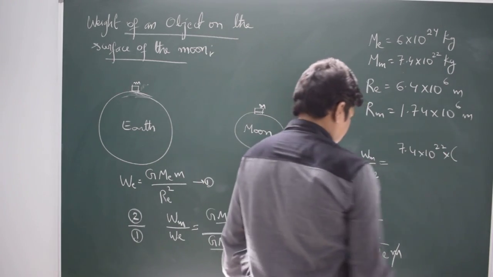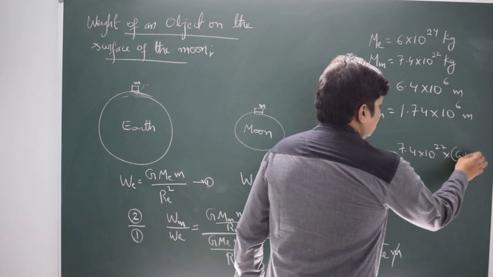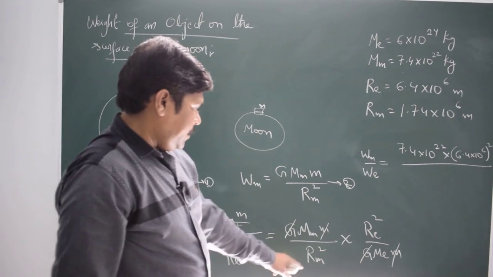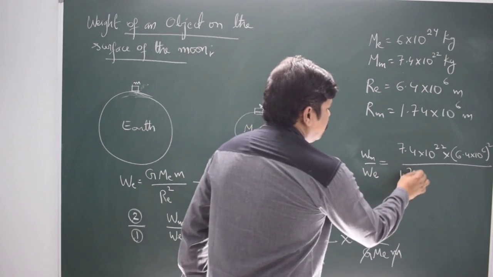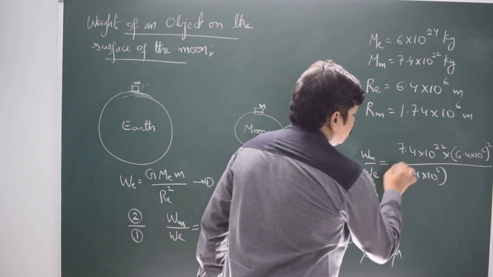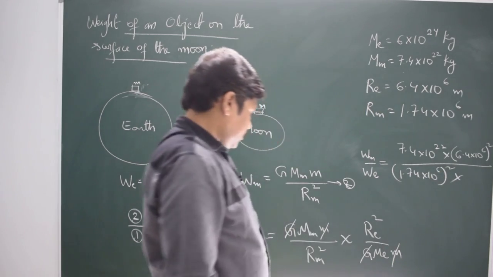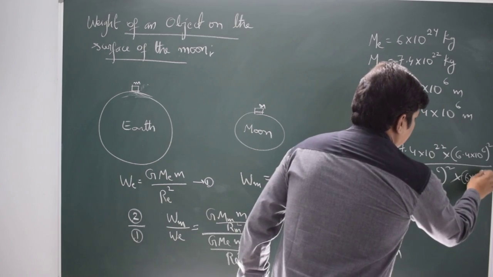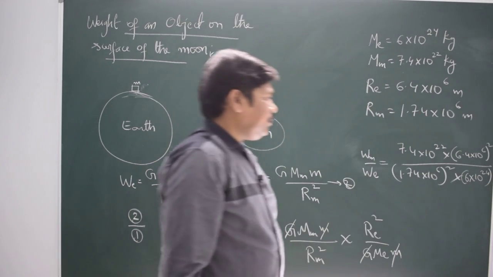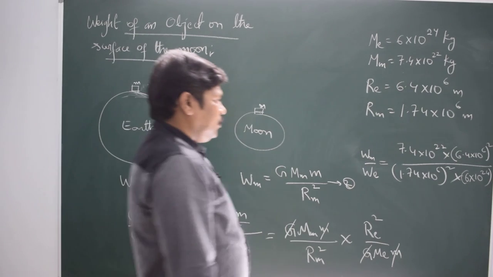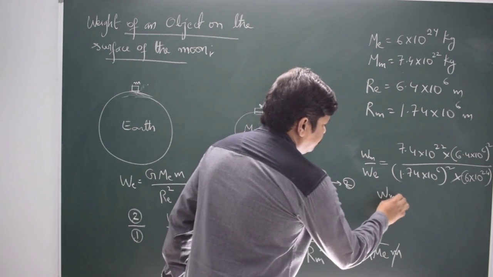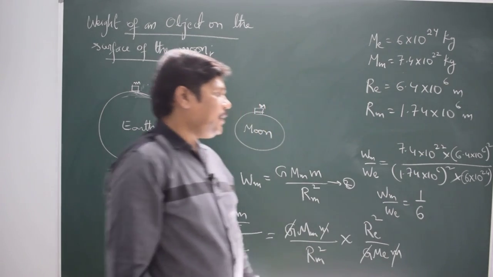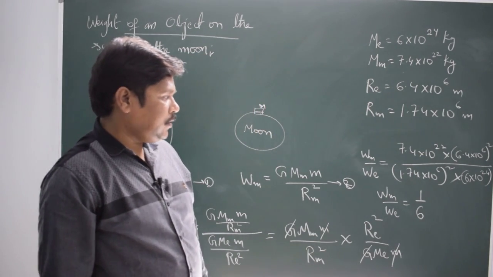So I'm going to write it like this: 6.4 into 10 power 6 whole square, by radius of the moon square, which is 1.74 into 10 power 6 whole square, into the mass of the earth, which is 6 into 10 power 24. When you solve this, you are going to get W by W is 1 by 6.